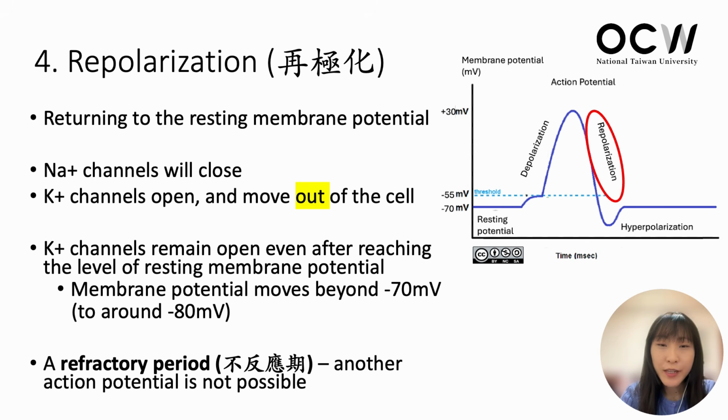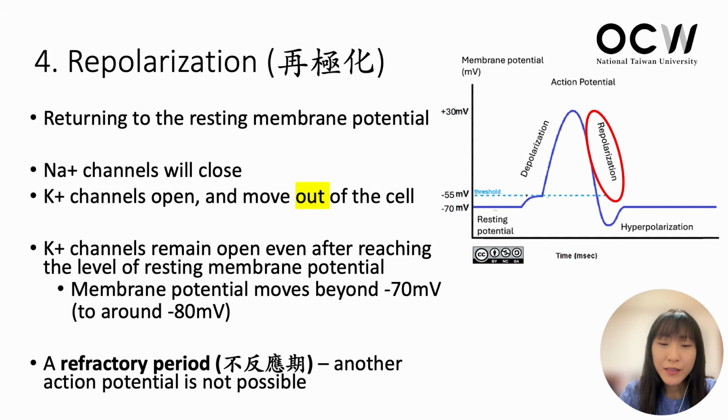After an action potential has taken place, it will begin to move back to the original resting membrane potential, called repolarization. Here we have the sodium channels closed and the potassium channels open. So potassium will move out of the cell. The channels will remain open even after reaching the resting membrane potential, so around -70, and then they will even move beyond to around -80.